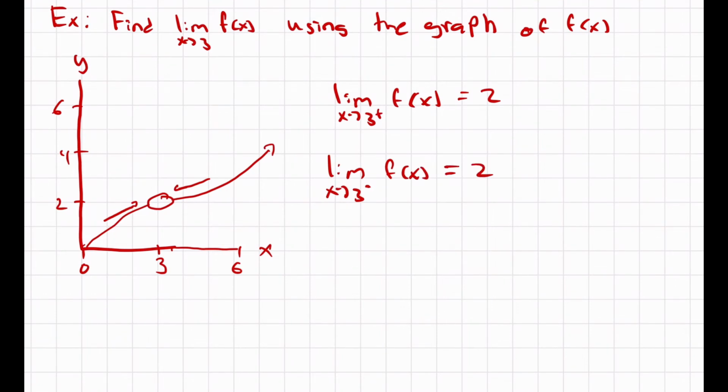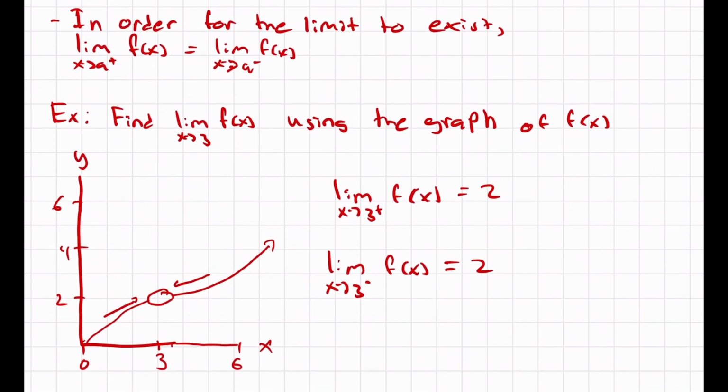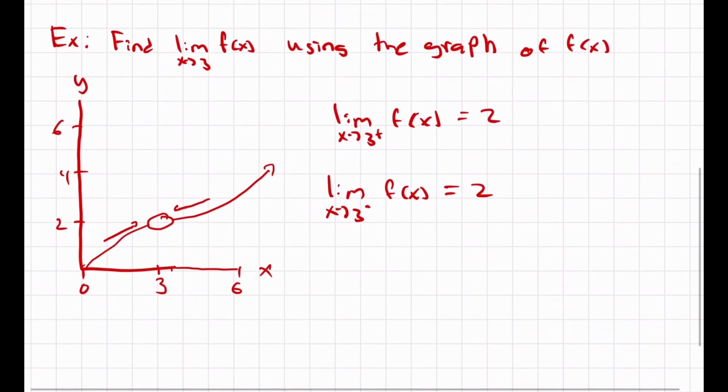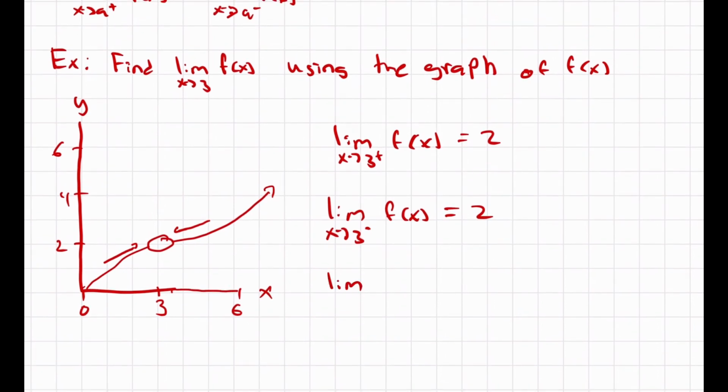Based off our previous knowledge, we know that in order for the limit to exist, the left-handed limit and the right-handed limit need to be exactly the same number. And we see here that they have exactly the same number. So therefore, the limit as x approaches 3 of the function f of x is equal to the value of 2. And that is our answer.